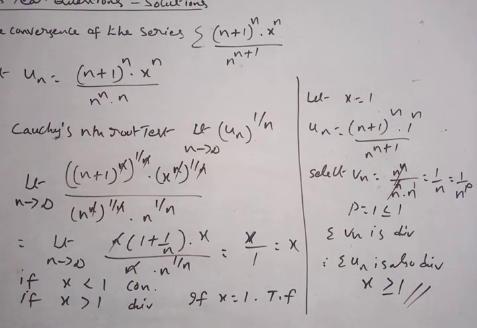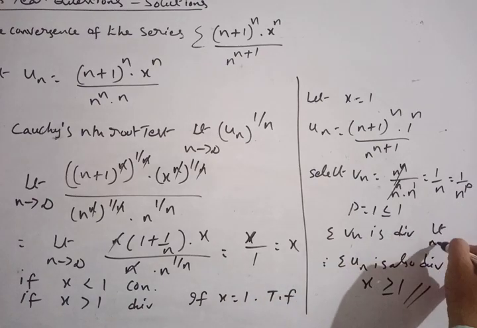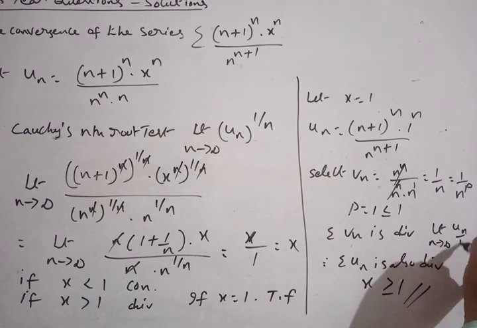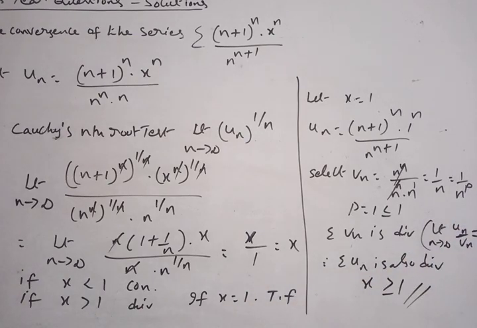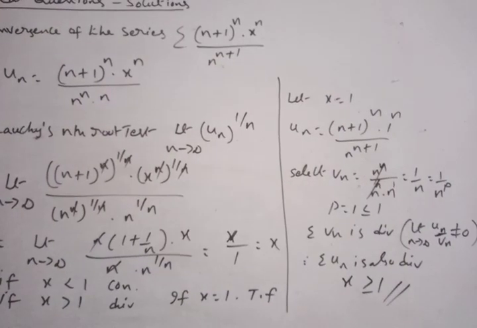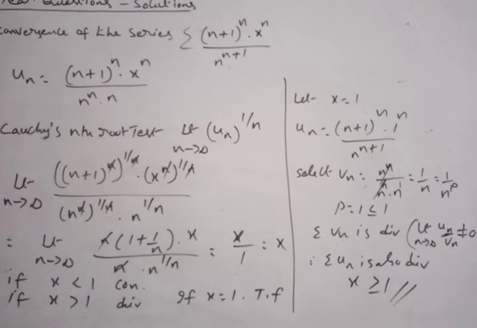Otherwise, by comparison you can find out the limit as n tends to infinity of un by vn, which is not equal to 0, you should show. Like that also you can solve. Not equal to 0 you can show and you can solve. Like this also you can derive this problem.